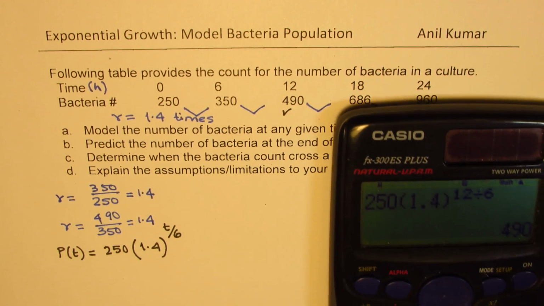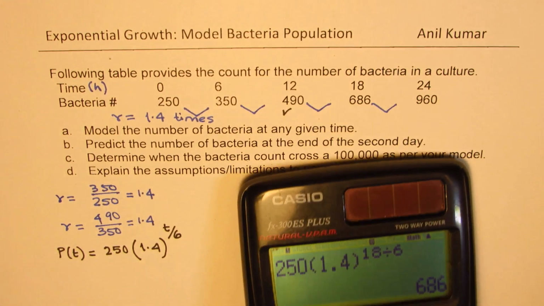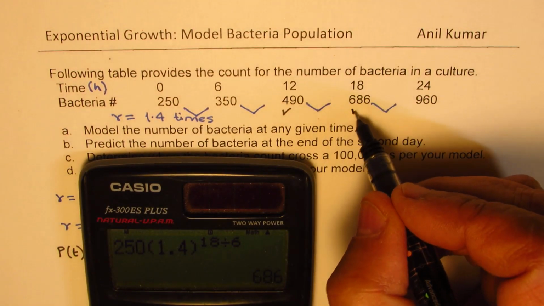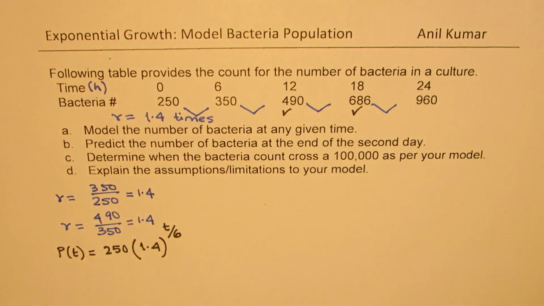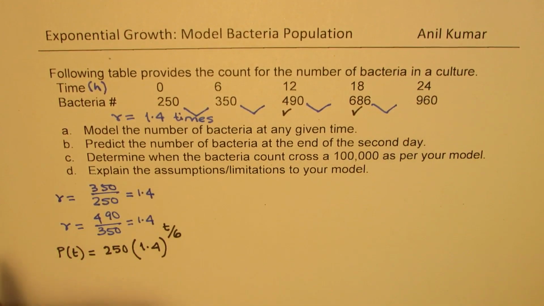You can also check 18 divided by 6. So we can say 250 within brackets 1.4 to the power of 18 divided by 6. It's a good idea to check your model. We get 686, which is exactly the same amount, correct? So we see that this model really reflects the data provided to us. So that is part A of this question.